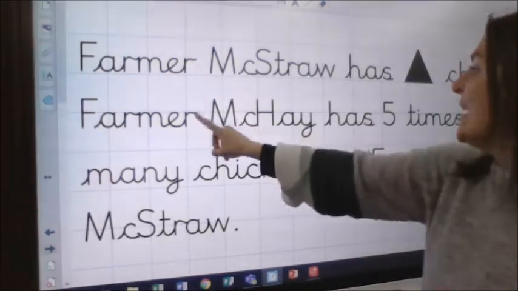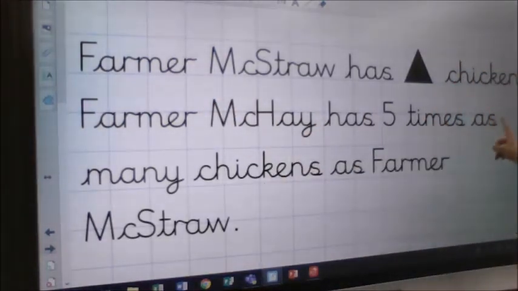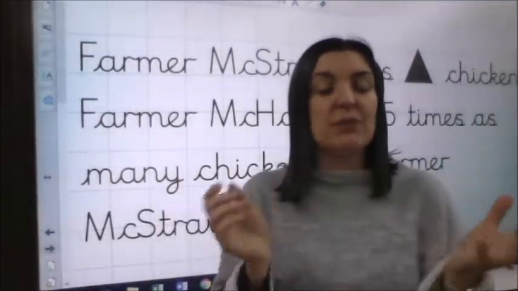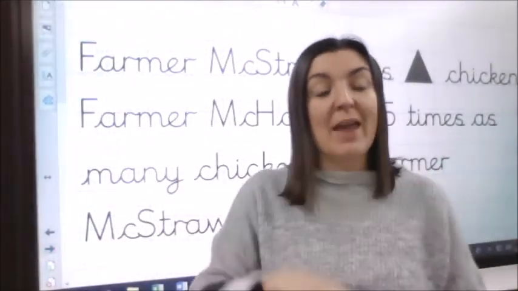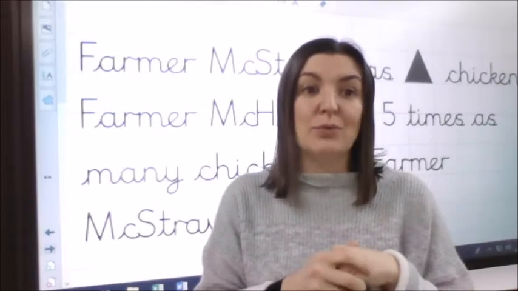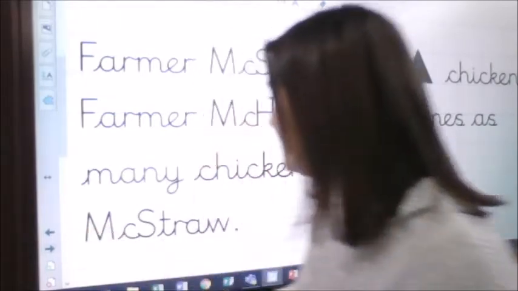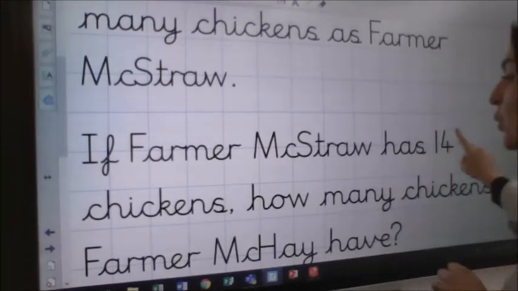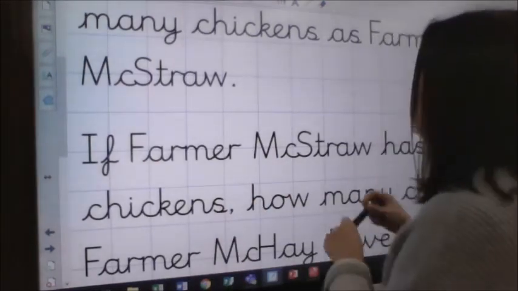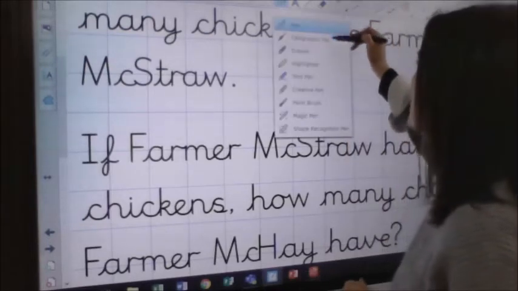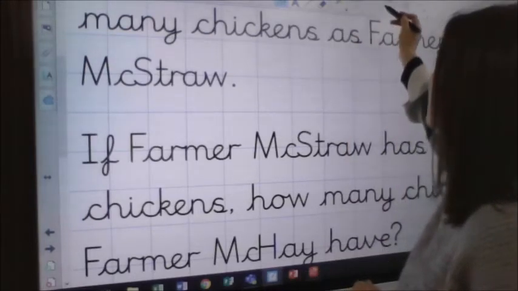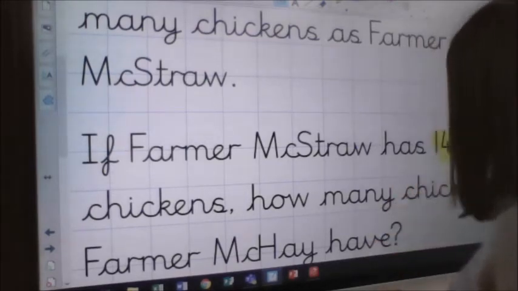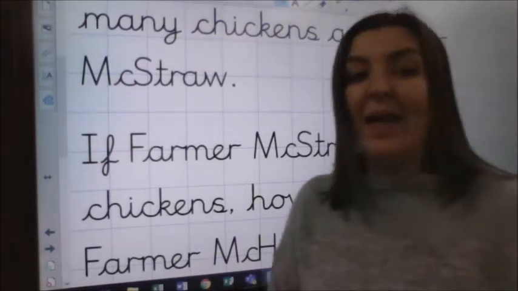Chickens. So then it tells you that Farmer McKay has 5 times as many chickens as Farmer McStraw. So however many chickens Farmer McStraw has, Farmer McKay has 5 times that amount. Okay. So then it tells you if Farmer McStraw has 14 chickens, I'm going to highlight that for myself because I know that's a really important number in this question. Has 14 chickens, how many chickens does Farmer McKay have?